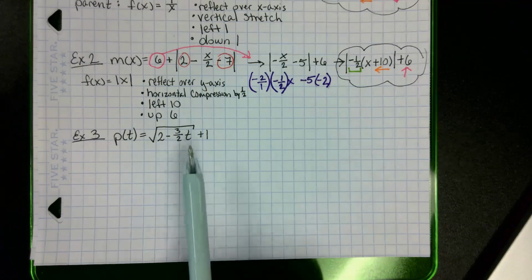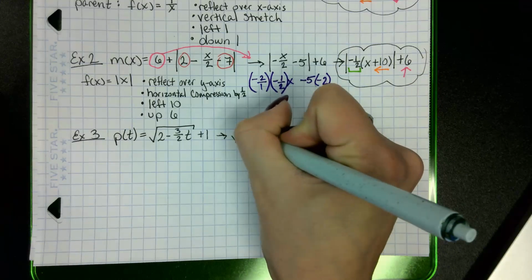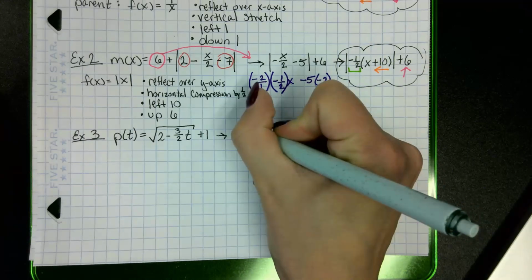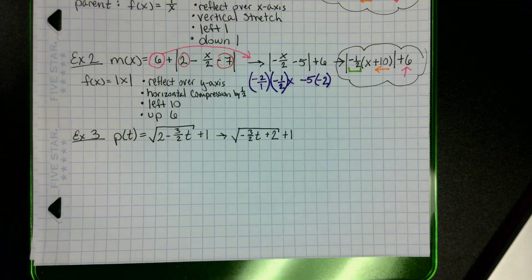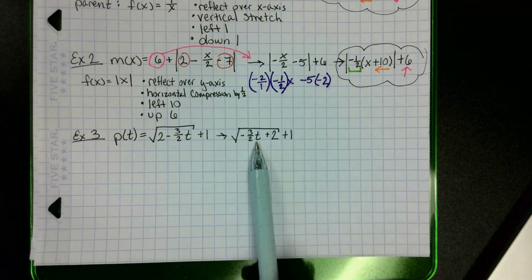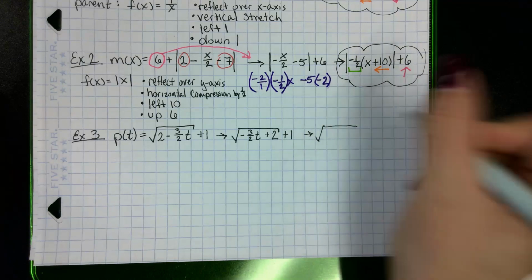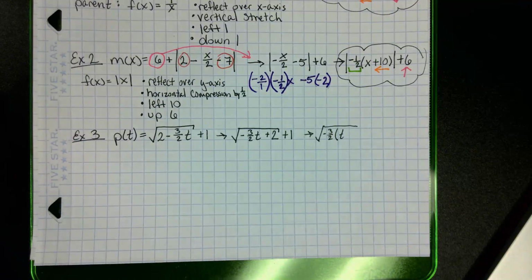All right, so first I want the t to come first. So I'm going to make this the square root of negative 3/2 t plus 2. And plus 1 outside. All right, so I need this t to be a singular positive 1t. So that means I need the negative 3/2 to come outside. So I know I want this to be negative 3/2 on the outside so that I have a t by itself. That's what I'm trying to do.